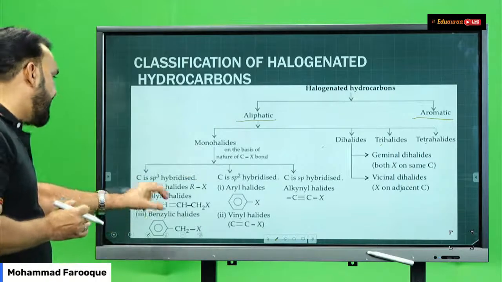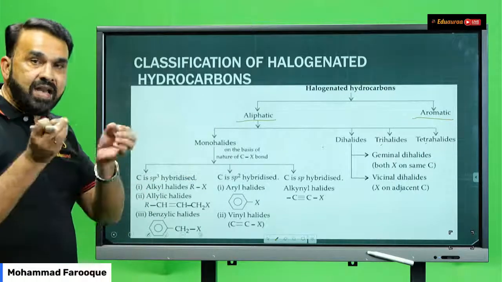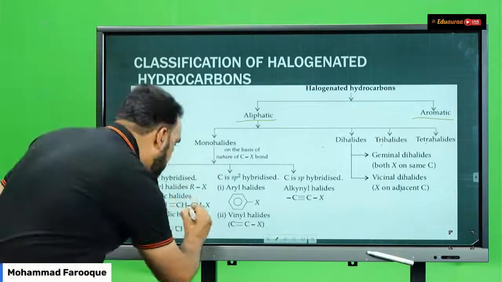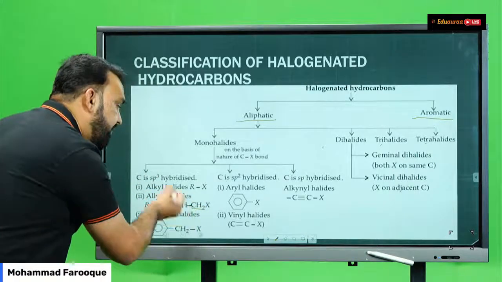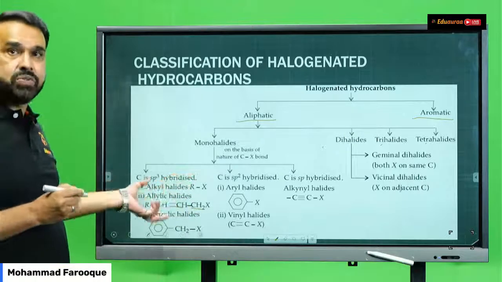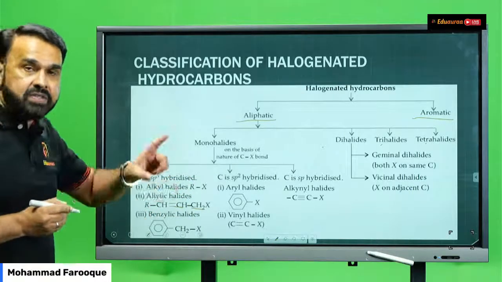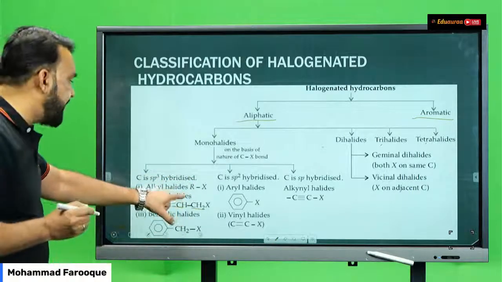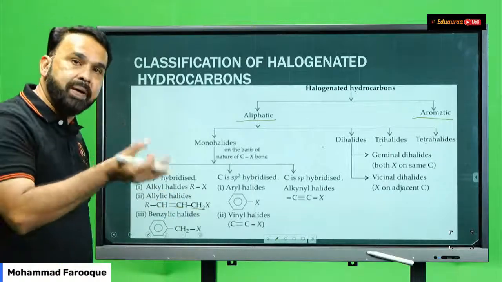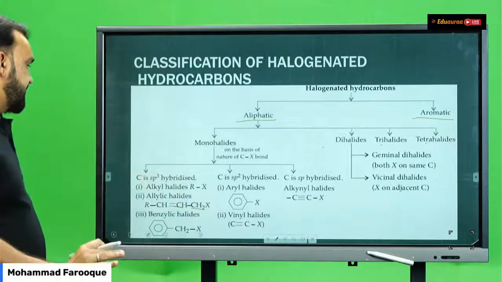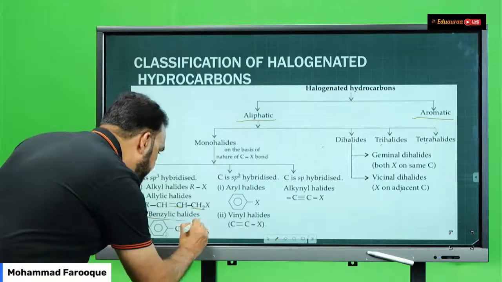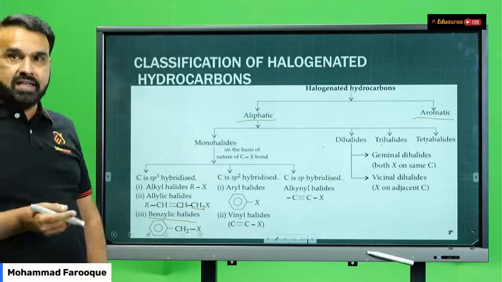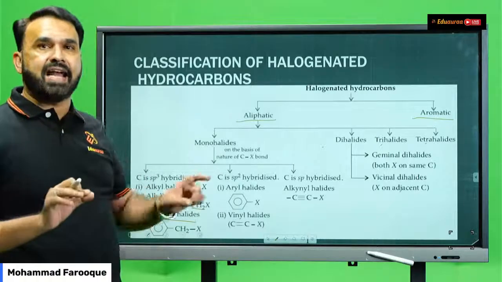Then you have allylic halides, where the halogen is attached to a CH2 carbon, but this CH2 carbon is attached to a CH carbon which is part of a double bond. The halogen is not directly attached to the carbon carrying the double bond. It is attached to the neighboring carbon, which is sp3 hybridized. That is an allylic halide. And the third is the benzylic halide. In a benzylic halide, the halogen is not directly attached to the benzene ring.